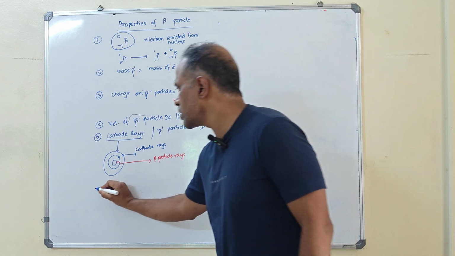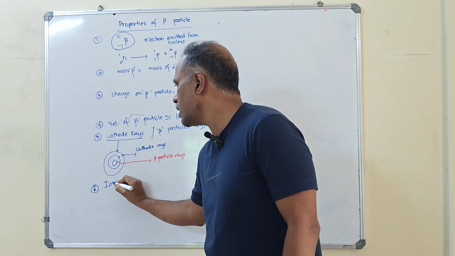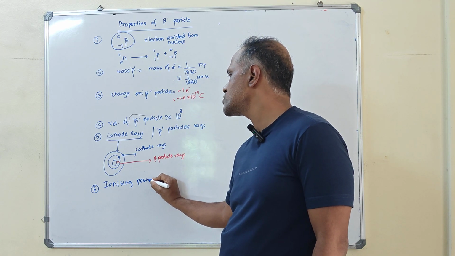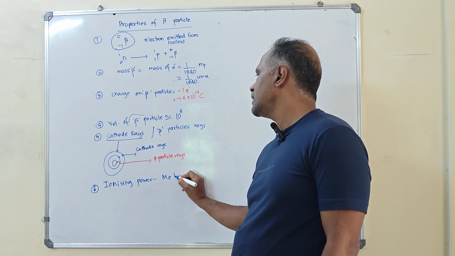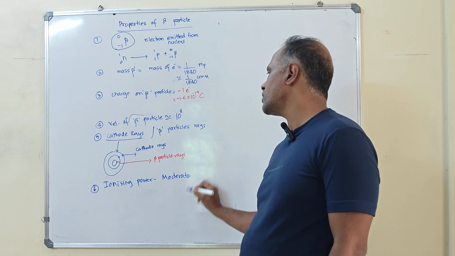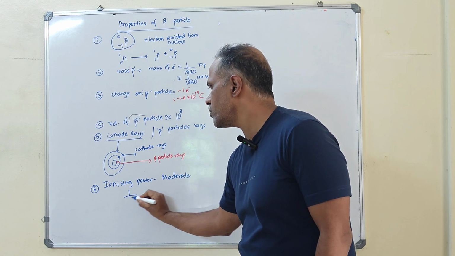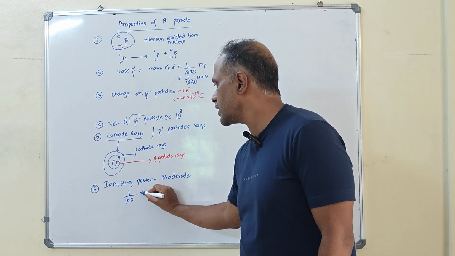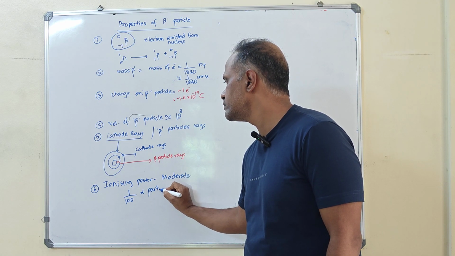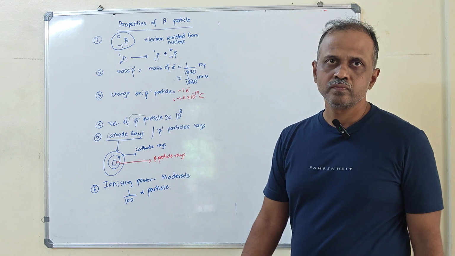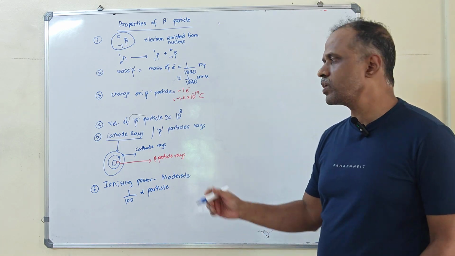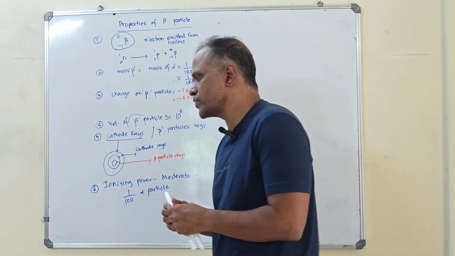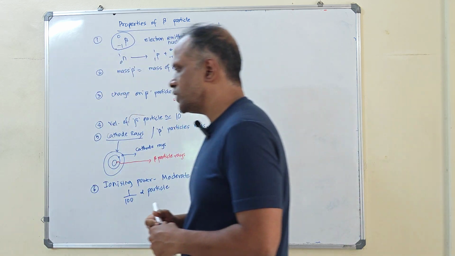Now talking of the ionizing power, beta has moderate ionizing power. You can say the ionizing power of beta is around 1/100th that of alpha particle. Only this figure you can remember, this is sufficient for you.